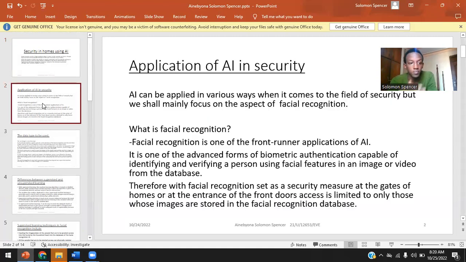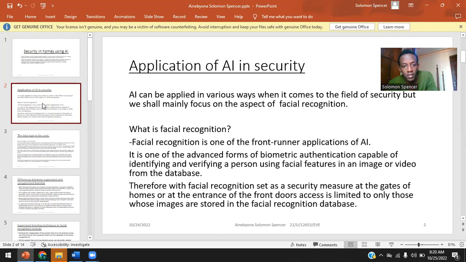Okay, so application of artificial intelligence and security. Here I'm looking at the various ways when it comes to the field of security, but this main video is going to be focusing on facial recognition artificial intelligence. So what is facial recognition? Facial recognition is one of the front runner applications of artificial intelligence. It is one of the advanced forms of biometric authentication, capable of identifying and verifying a person using facial features in an image or a video from the database.